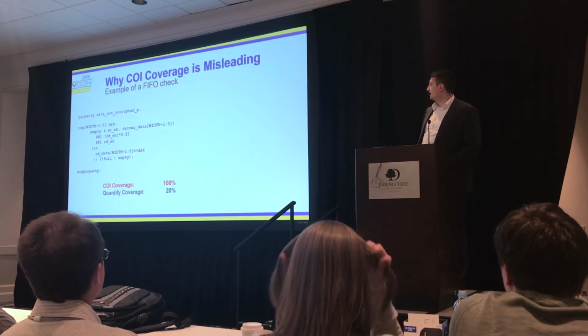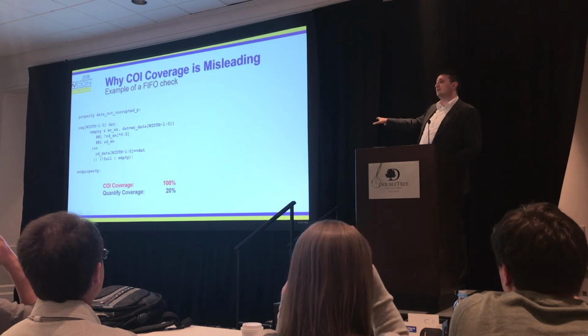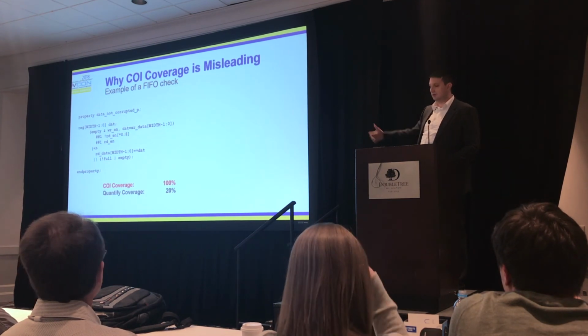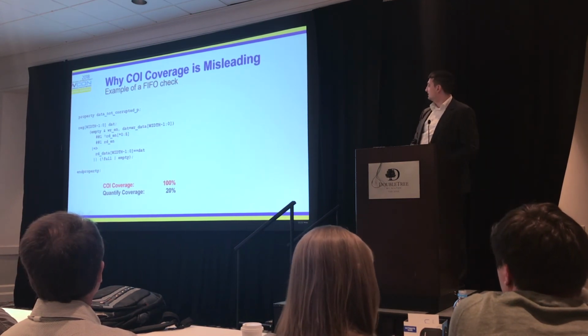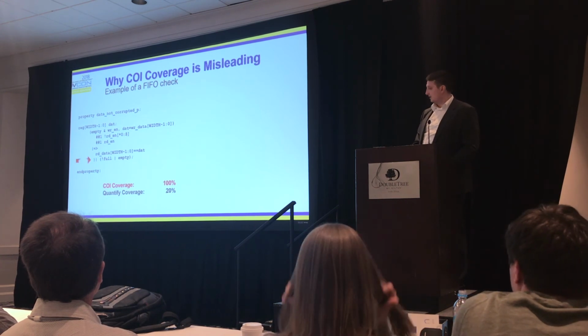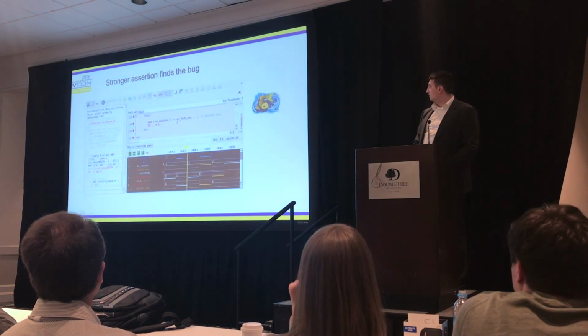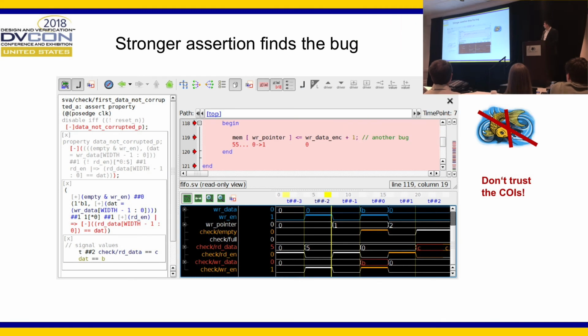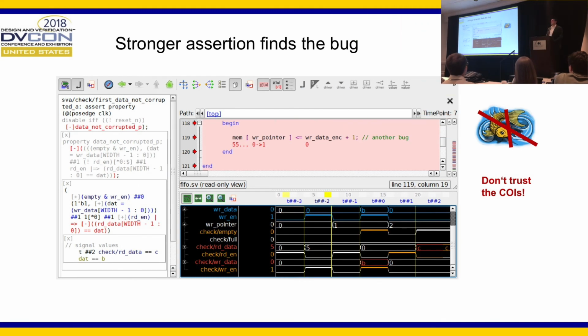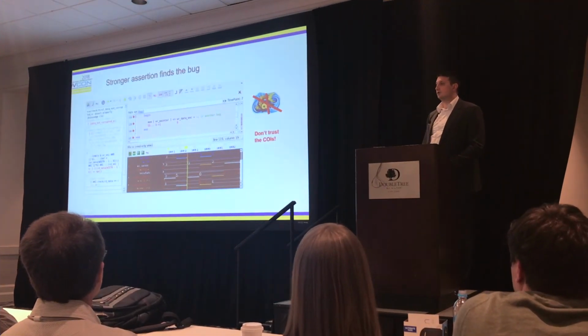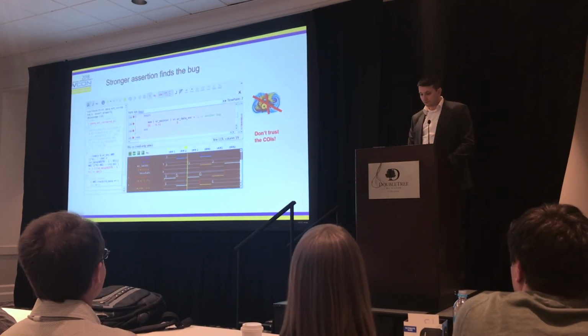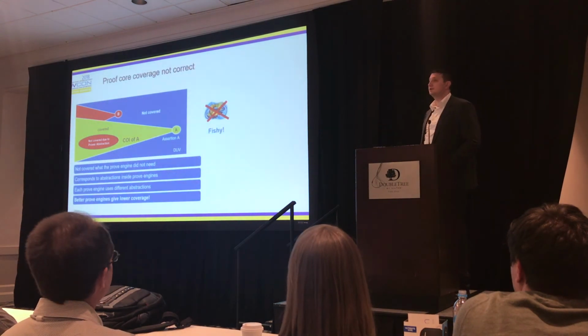And unrelated to the last line, because the more you add to the right side of the assertion, the weaker the proof is. So let's say if we remove this statement about full and empty, we would actually get a failing assertion that we can then debug. So what we like to say is, don't trust the COIs, and we don't trust them because we think they're fishy.